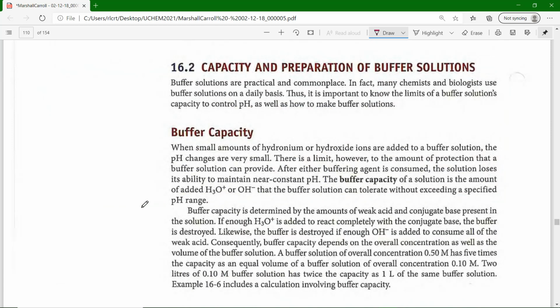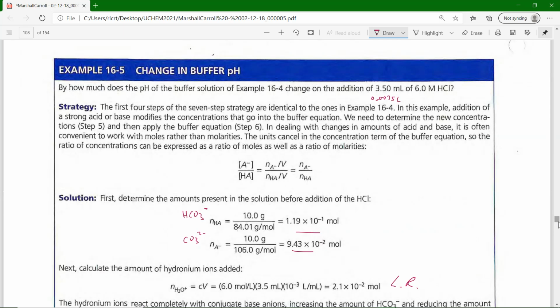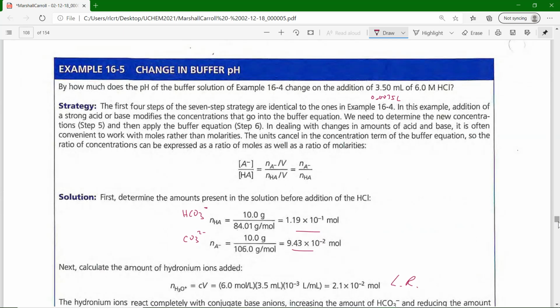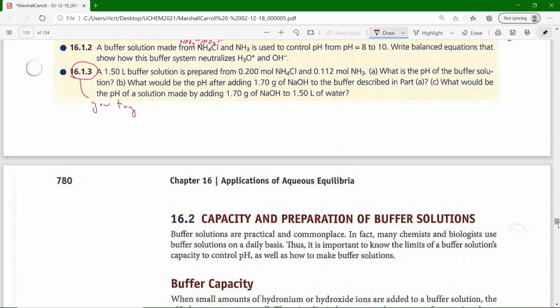Okay, just a bit more here about buffer capacity and buffer preparation. Well, actually, you know what? Let's leave it at that. Let's leave it at that. Because that 16.1.3 is a bit detailed. Oh, I've also lost my page altogether. So you try that one, and we'll do our second lecture. We'll go to 16.2 next time.